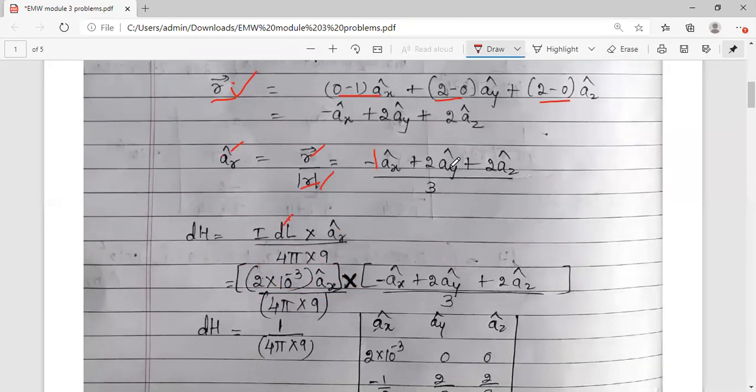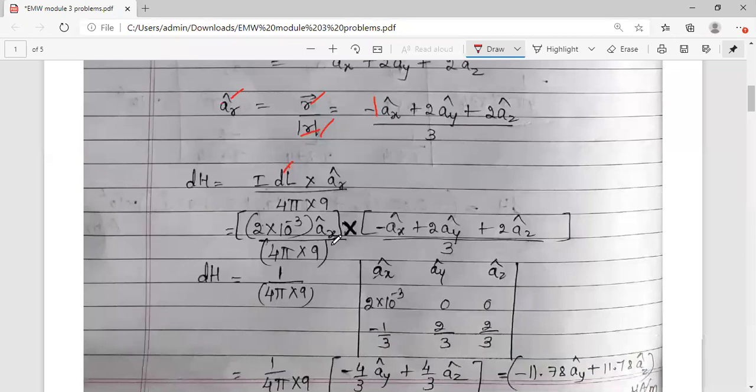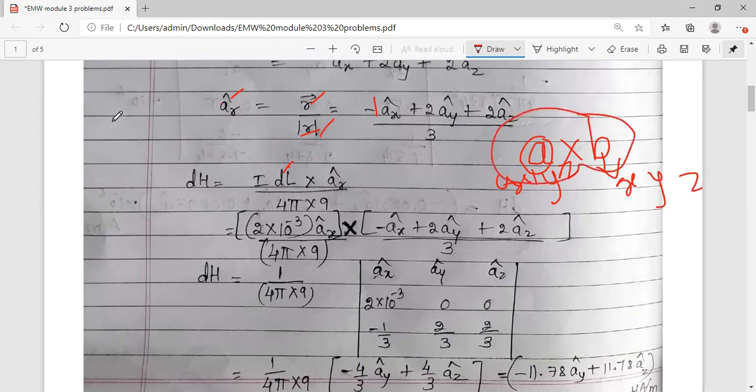Or a much simpler way is taking the determinant form. Suppose you have two vectors, A cross B. You have A in all three directions, X, Y, Z, that is Ax, Ay, Az. B is also in three different directions, X, Y, Z. So how to get the cross product? The first row of this determinant will always be the unit vectors, aX, aY, aZ.